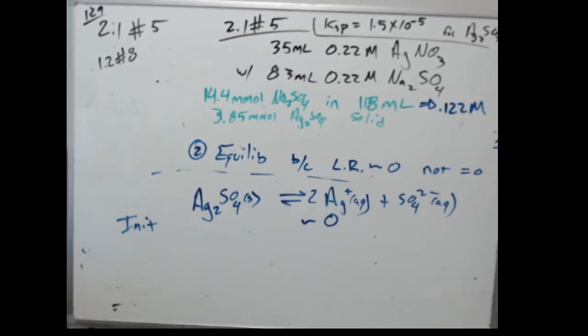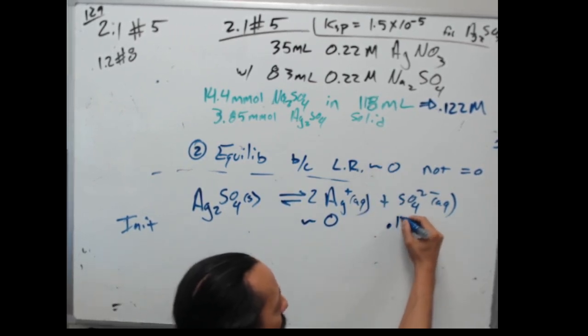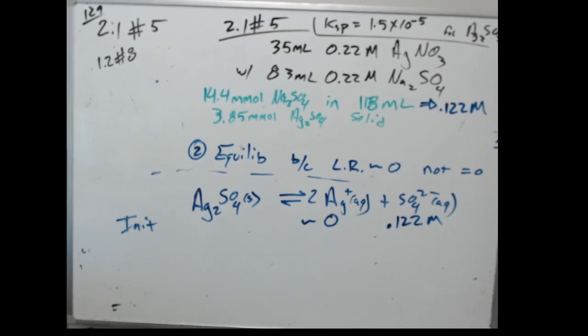Not surprisingly, the concentration has gone down from 0.22 because some of the sulfate has been reacted. Some of the sulfate has been removed from solution to make the silver sulfate. But there is still some amount of sulfate left in solution. And I think one of the questions is, what's the concentration of sulfate?